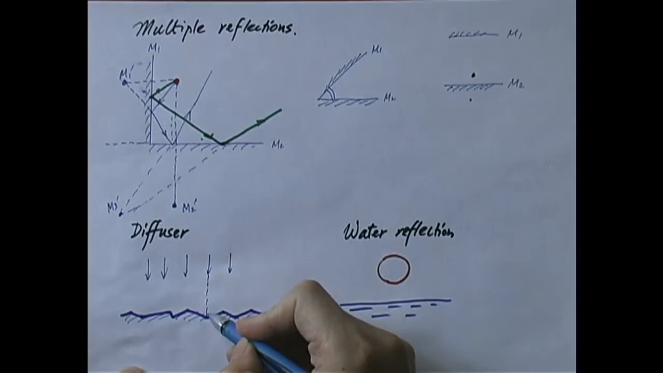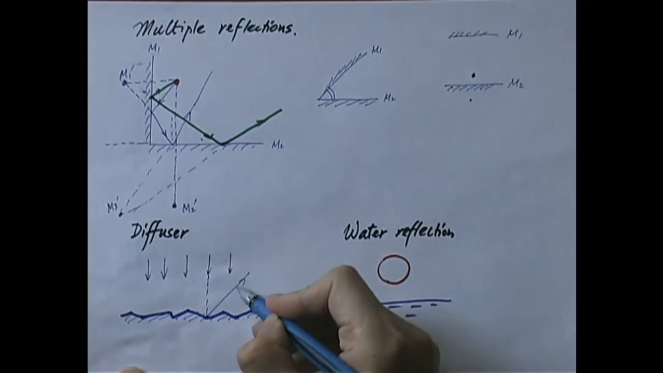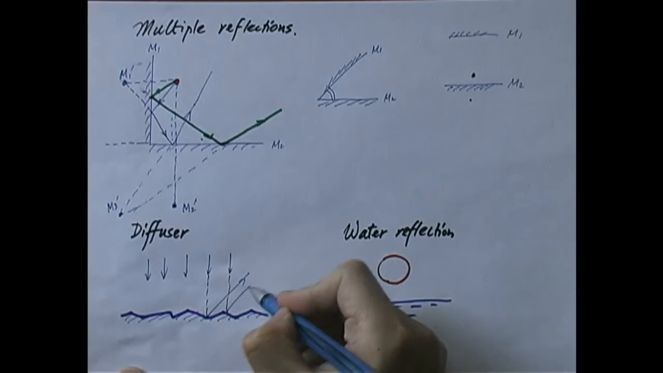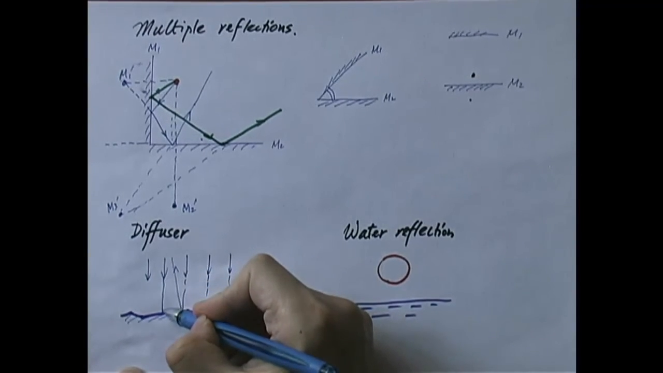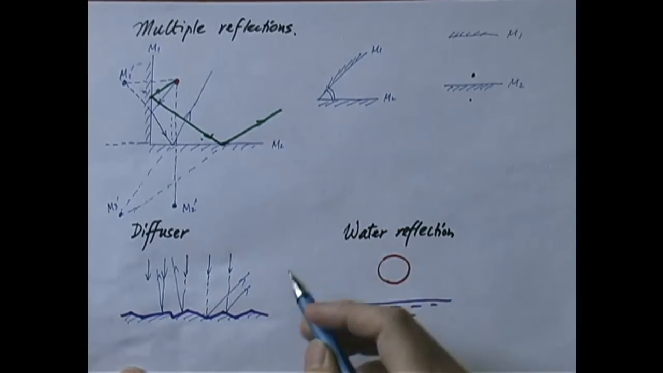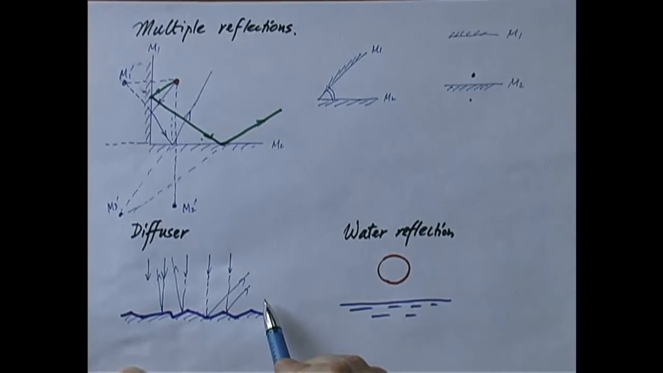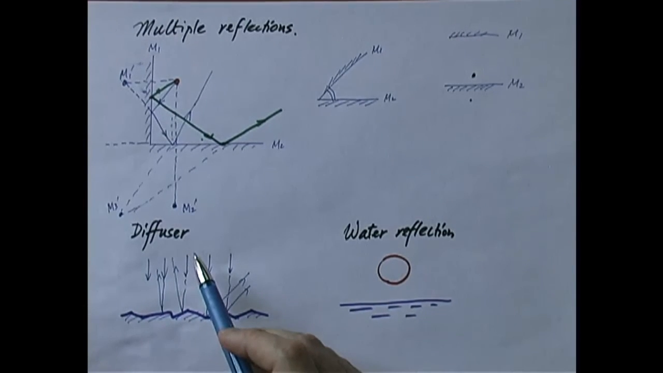See, this particular beam will get reflected this way. That one's going to get reflected this way. And then that one is going to get reflected this way, and that one this way, and so on. So every beam will get reflected in different directions. It is therefore impossible to form a well-focused image if the surfaces are randomly oriented. That is what's called a diffuser.